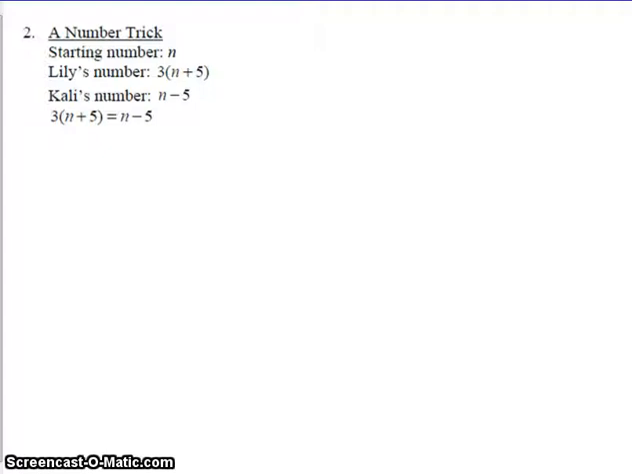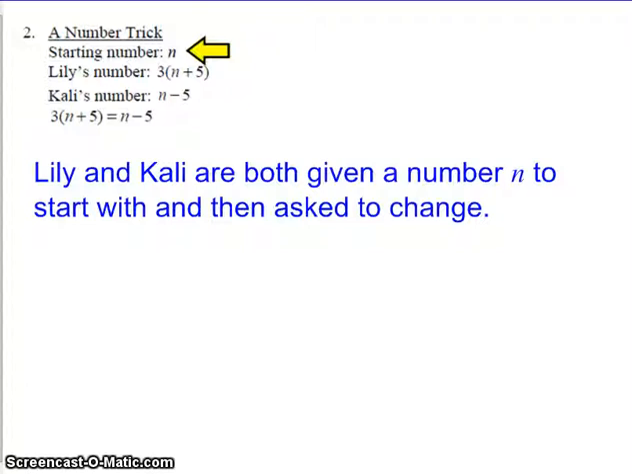Let's look at a couple more. Here's this number trick. So I see that we start with the number n. Lily and Callie are both given a number n to start with, and then it's a trick, so I'm assuming they might be asked to change it, because I noticed that each one is going to change n.